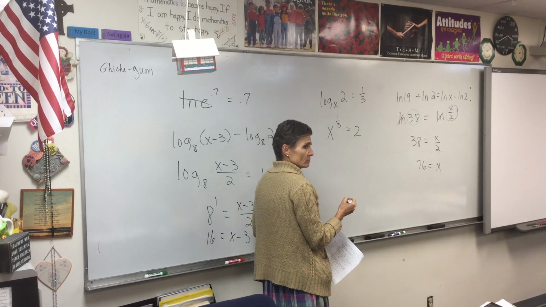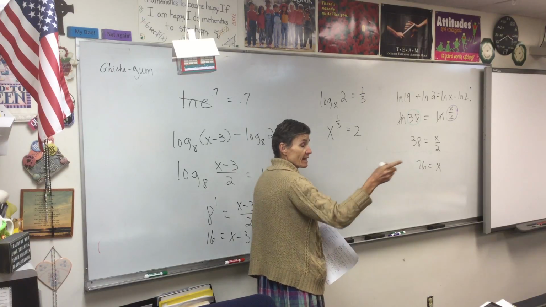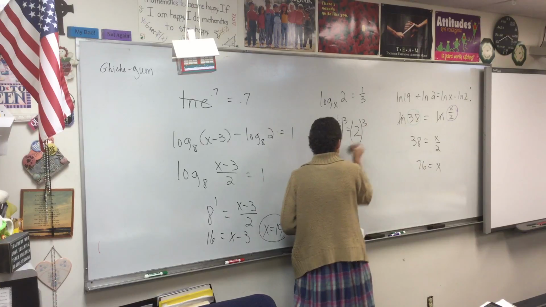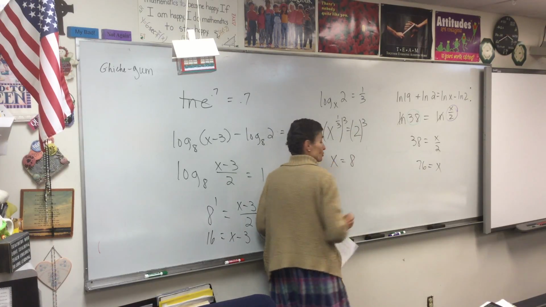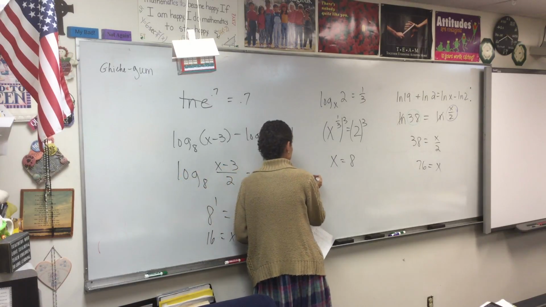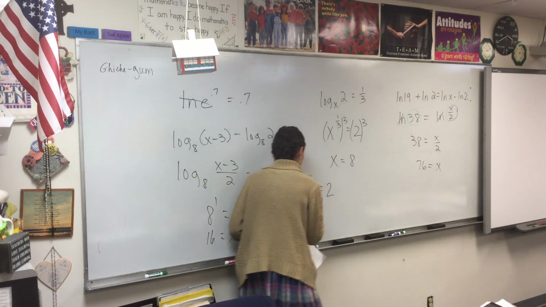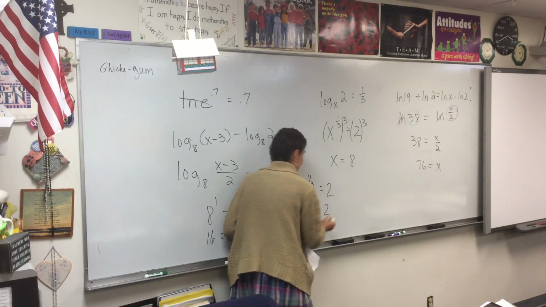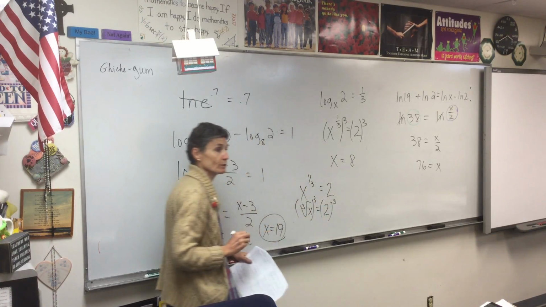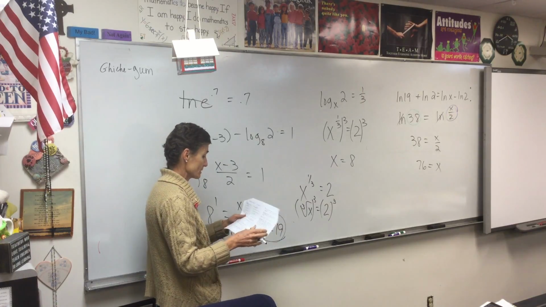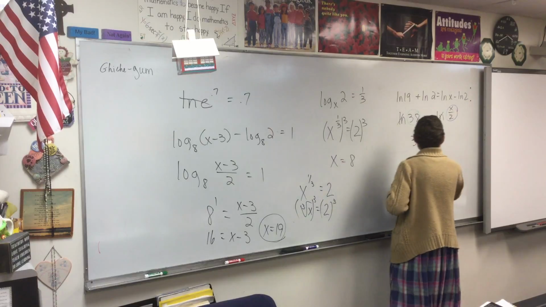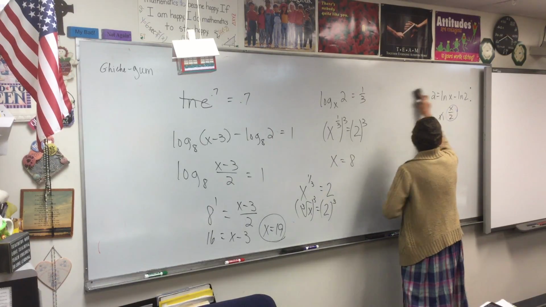What do I need to do? X equals what? Because you cube both sides. And when you cube both sides, you get x equals 2 cubed, or x equals 8. Remember, x to the 1/3 equals 2 is the same as the cube root of x equals 2. So you cube both sides to get rid of that cube root. So x equals 8.